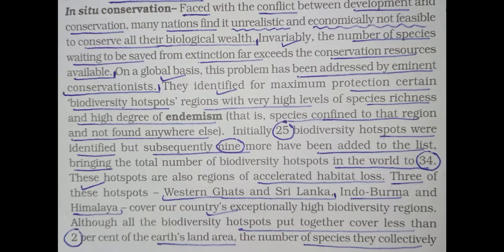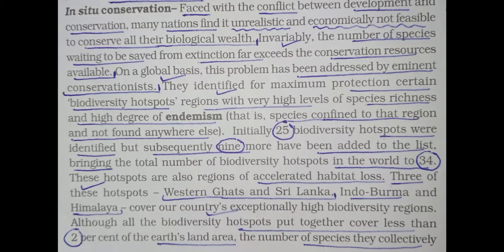Means if we use all the available resources to conserve species, then we are not doing it well. Now see, next one, on a global basis, this problem has been addressed by eminent conservationists, and according to them, they identify certain biodiversity hotspots for maximum protection. So again, underline, a new name is there, biodiversity hotspot, very important concept. It is one type of region with very high level of species richness and high degree of endemism.